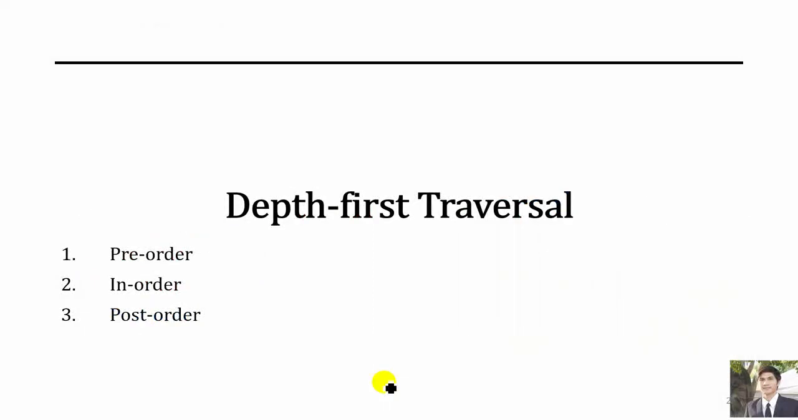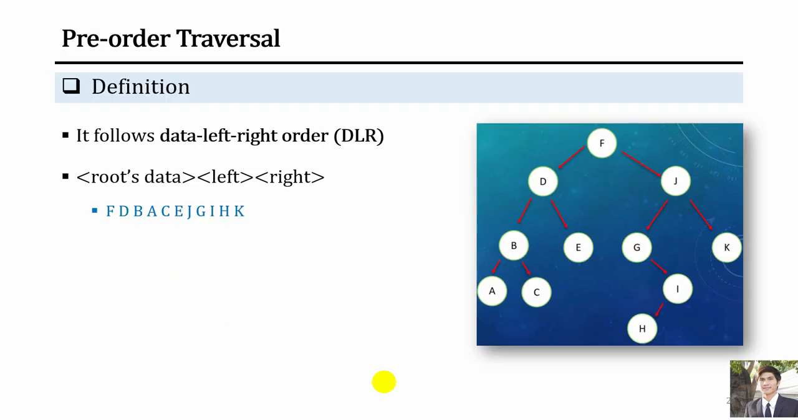So in the first traversal, we have three types that have three different ways. We call them preorder, inorder, and postorder. Here we focus on our data, whether we display our data first, later, or in order. Normally it follows this format we call DLR, data left right.